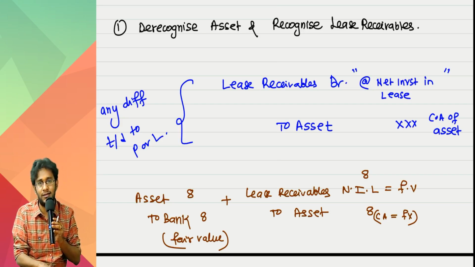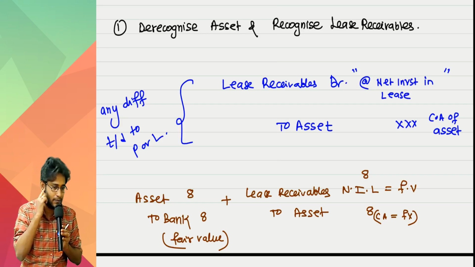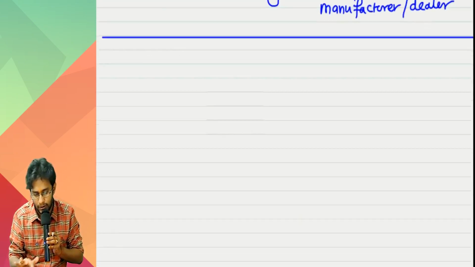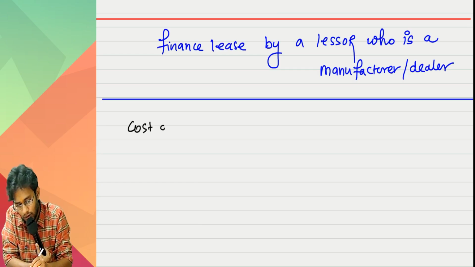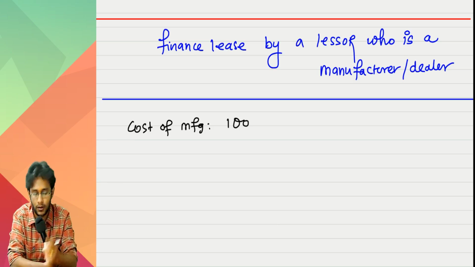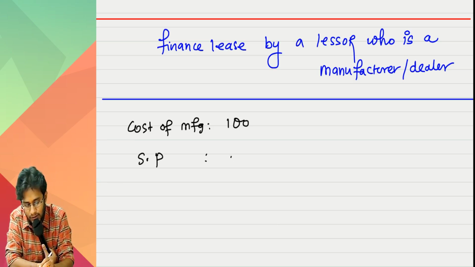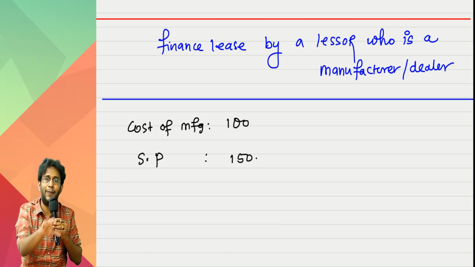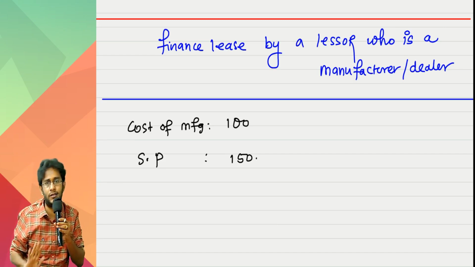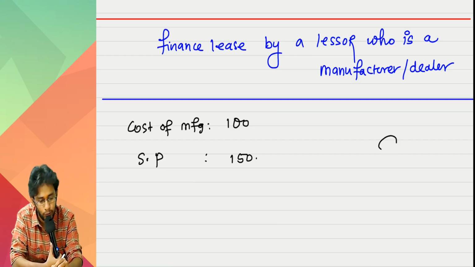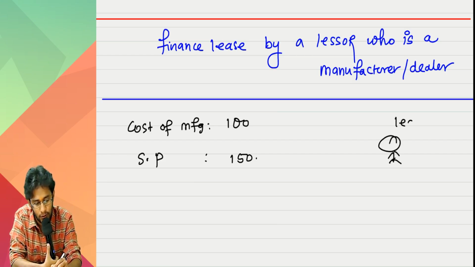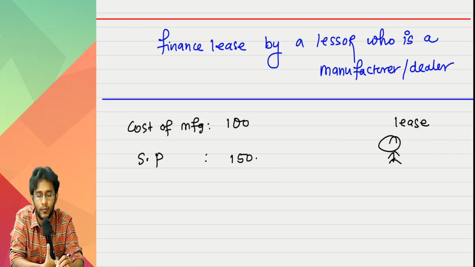When he makes the asset, imagine, let's take easy numbers. Suppose cost of manufacturing is 100. My normal selling price is 120 or let's say 150. If anybody pays me money right now, I will give away the asset. How much profit am I expecting? 50. Now you came to me and you are asking me on lease basis.